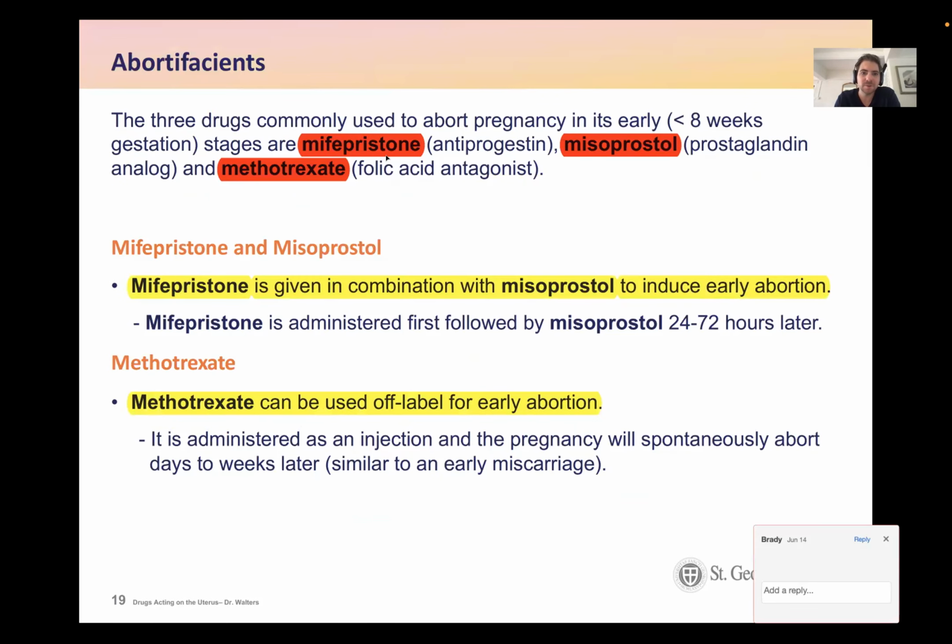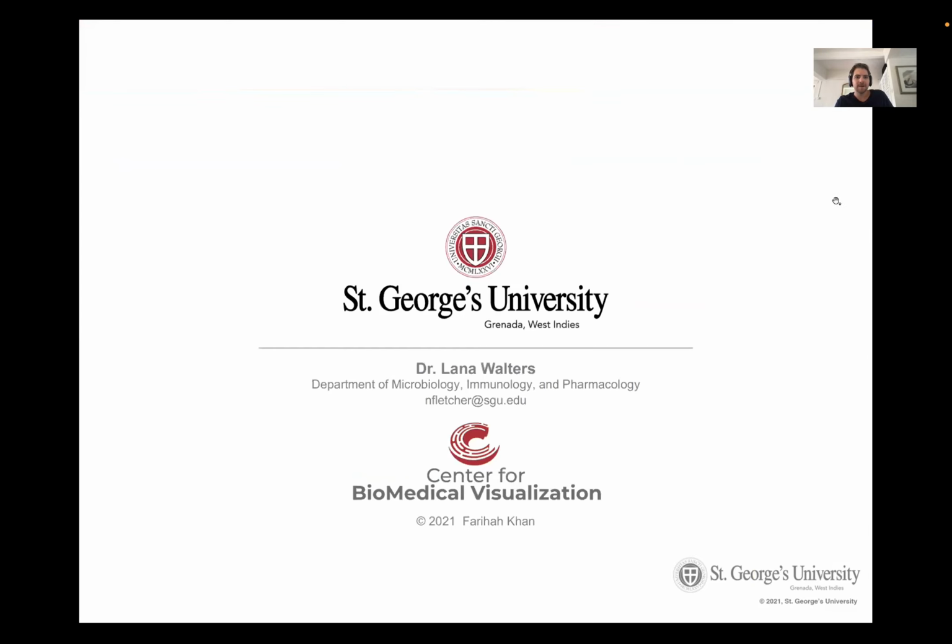Abortifacients, of course, we talked about: mifepristone is an antiprogestin, and misoprostol is a prostaglandin analog. They use those together. Methotrexate is a cancer medication that stops folic acid synthesis. It's an antagonist of folic acid. So you can technically use that too, but my understanding is they use the combination to end early pregnancies. Okay.